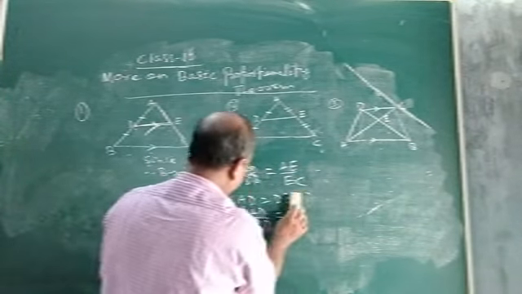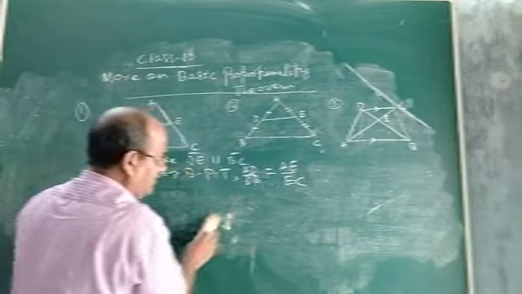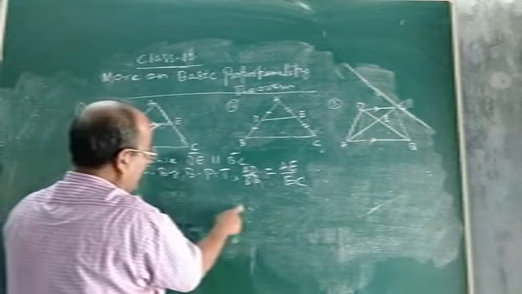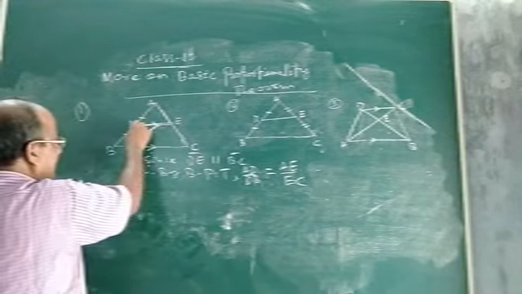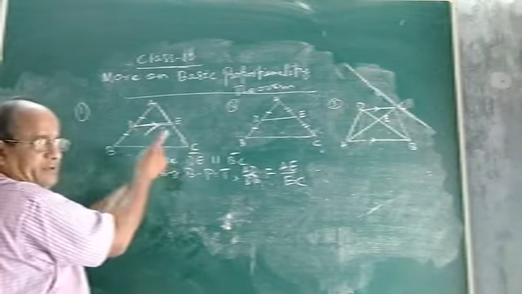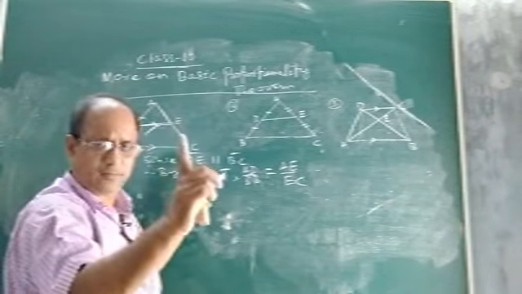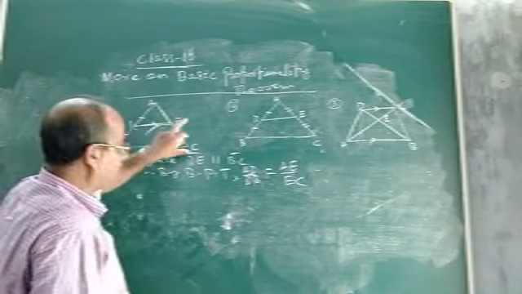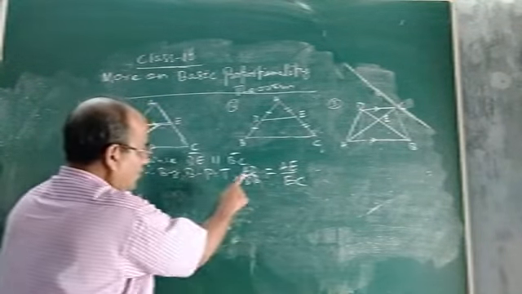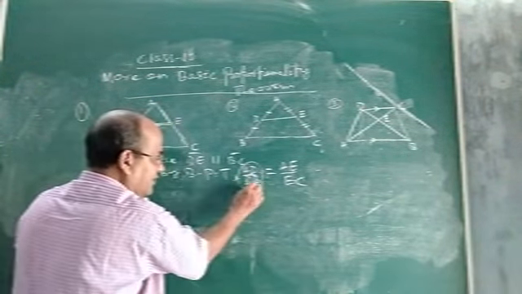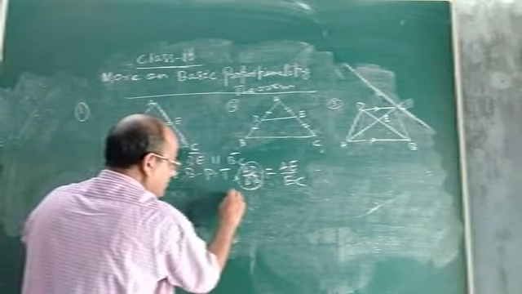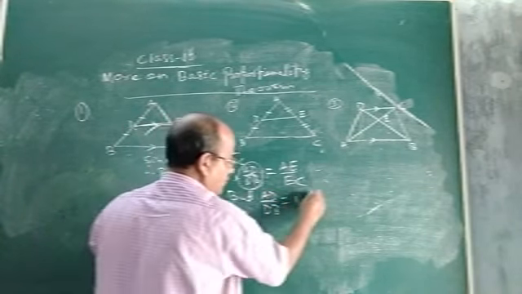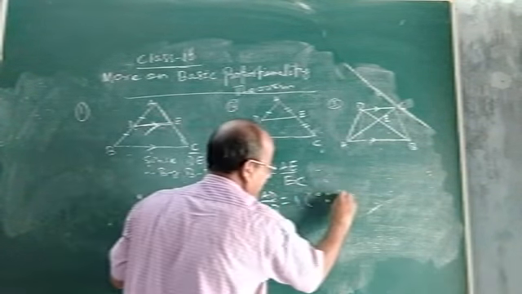Now, from the first given condition, D midpoint of AB, we got AD equal to DB, that means AD by DB equal to 1 in the first step. In the second step, DE parallel to BC, so AD by DB equal to AE by EC by the Thales theorem. So what is the ratio we had found earlier? It is 1. But AD by DB equal to what? 1, since AD equals DB.